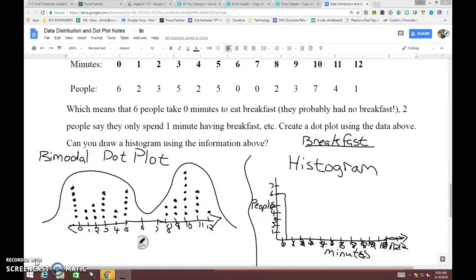So we would draw our bar. For 1, we would have 2. For 2, we would have 3. And all we're going to do is just draw a bar up to that number and then make sure all the bars are connected. So for 4, we would have 2. All right, so go ahead and continue doing this, and I'll show you the answer here at the end.